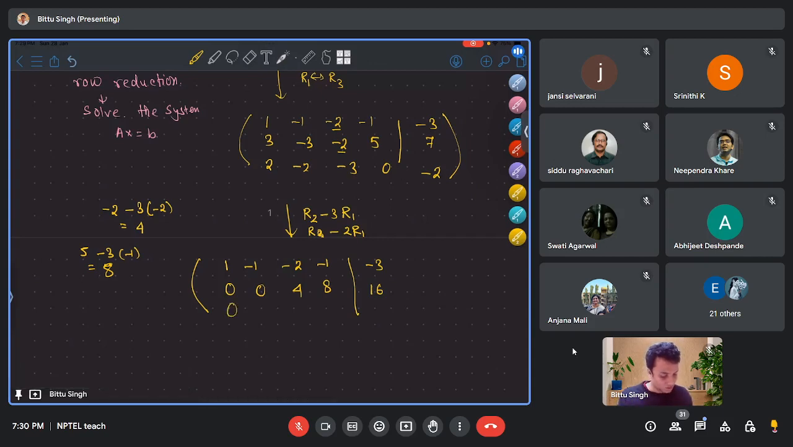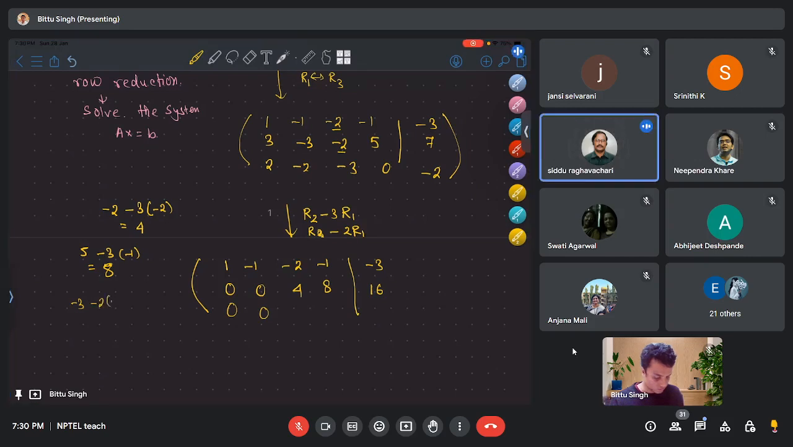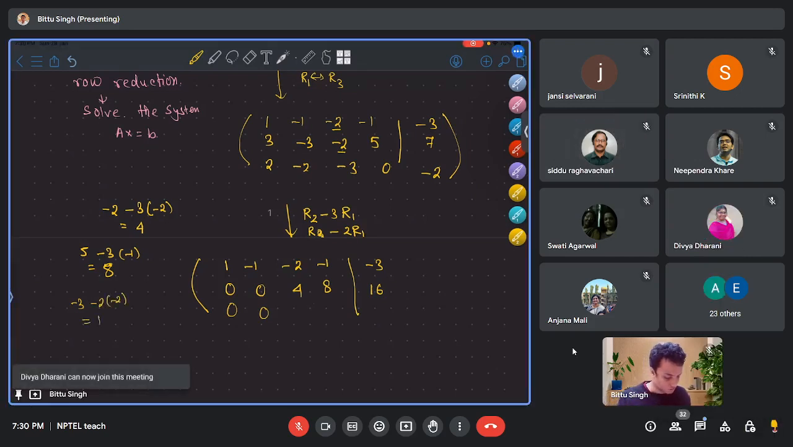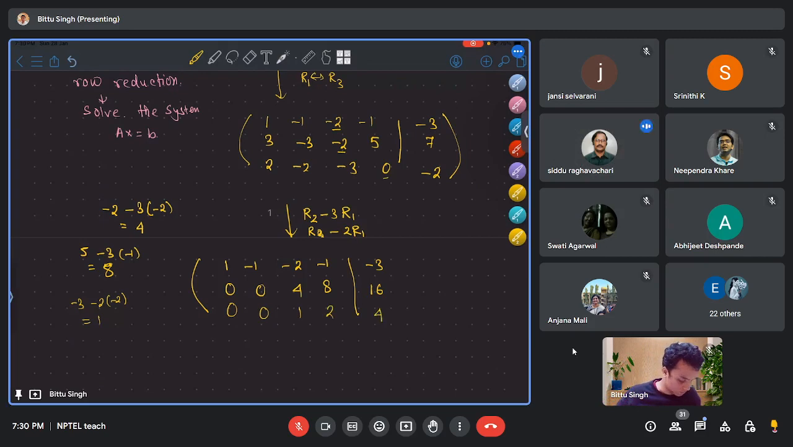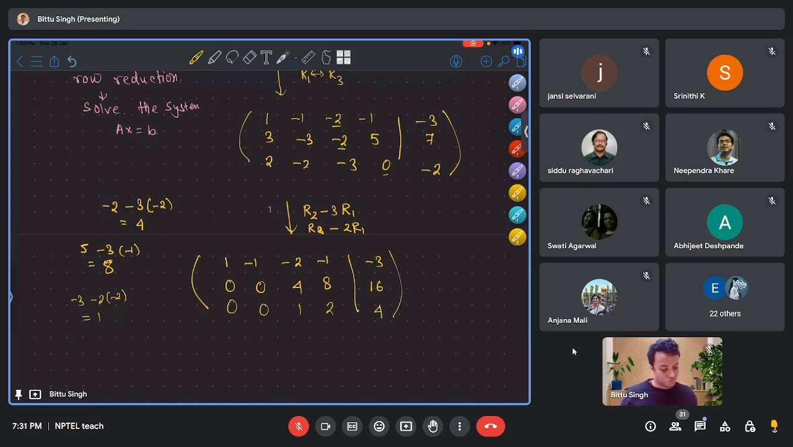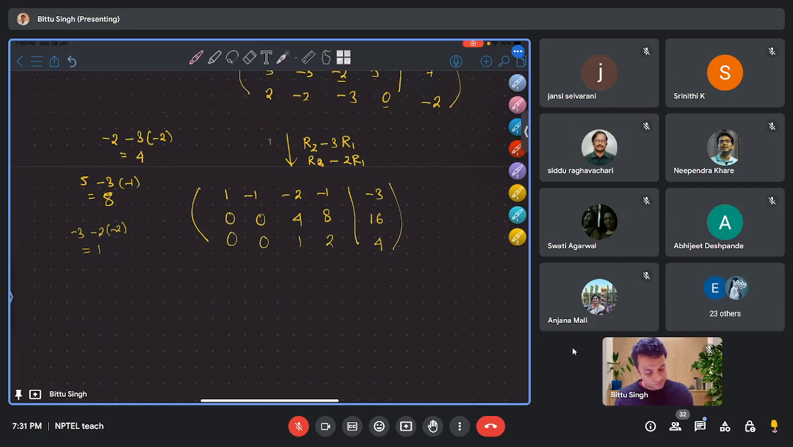Okay, then this will get 0, and after that minus 2 plus 2, so it is 0 again. And what is after that? It is 1. Yes, this is 1. And what will be after that? It is 2. Yes, great. Next one is 4. So those are the rough steps.